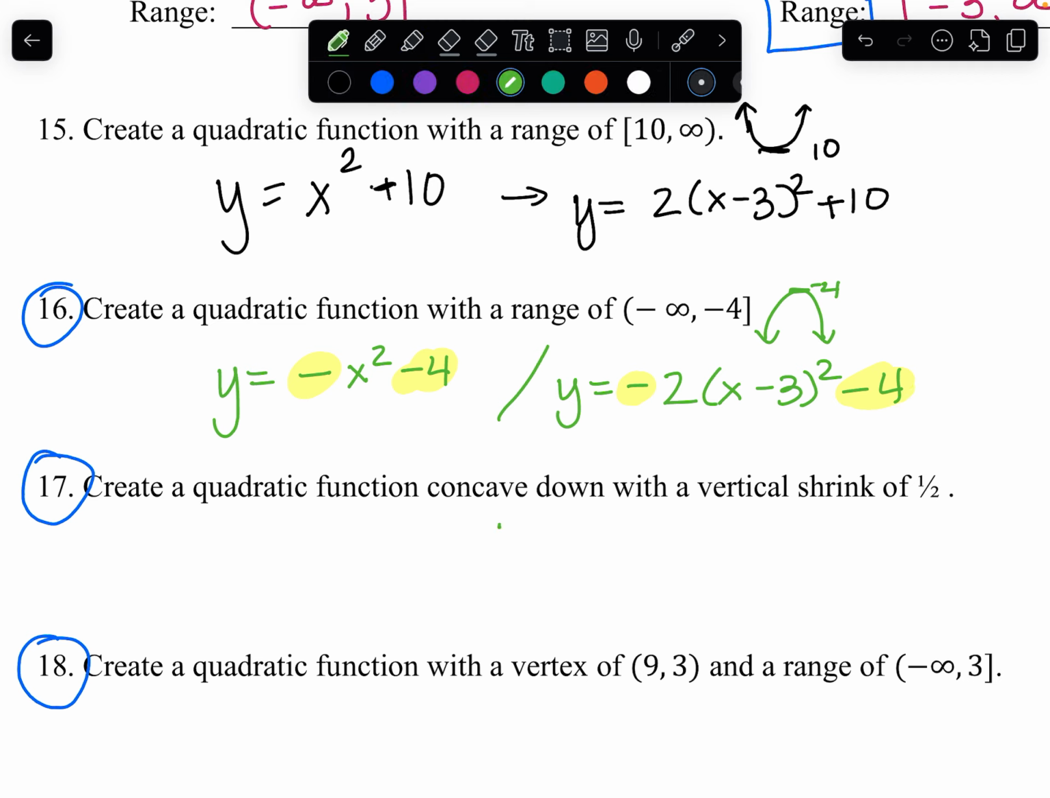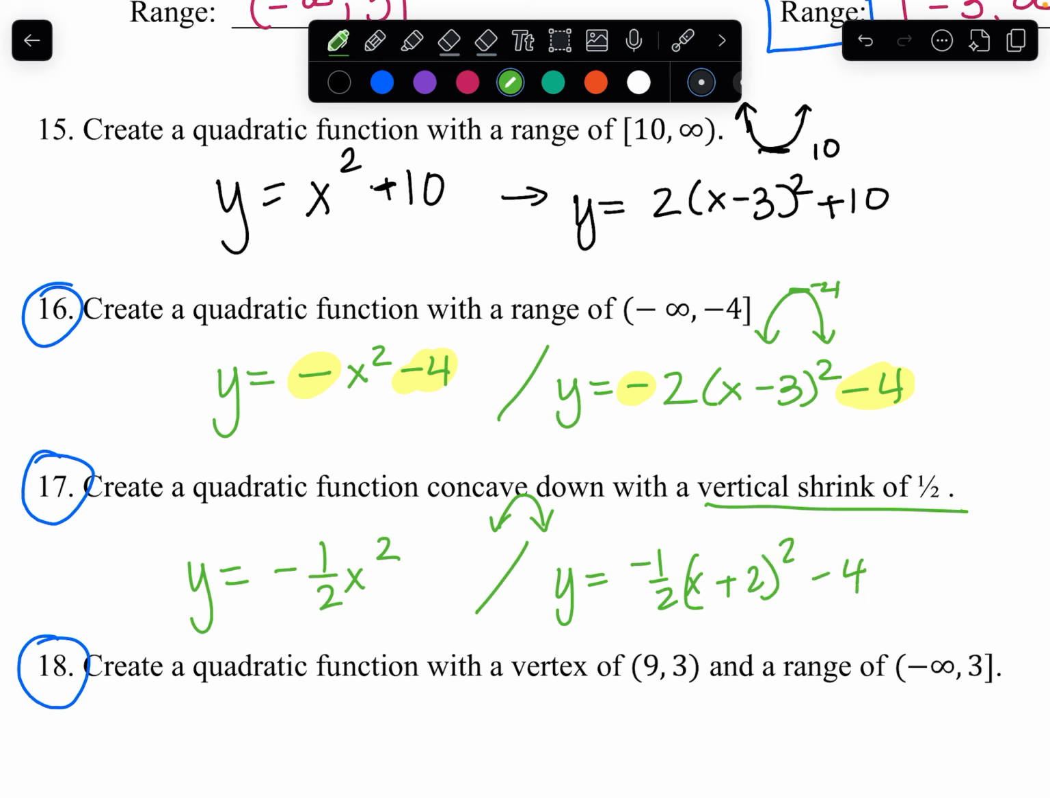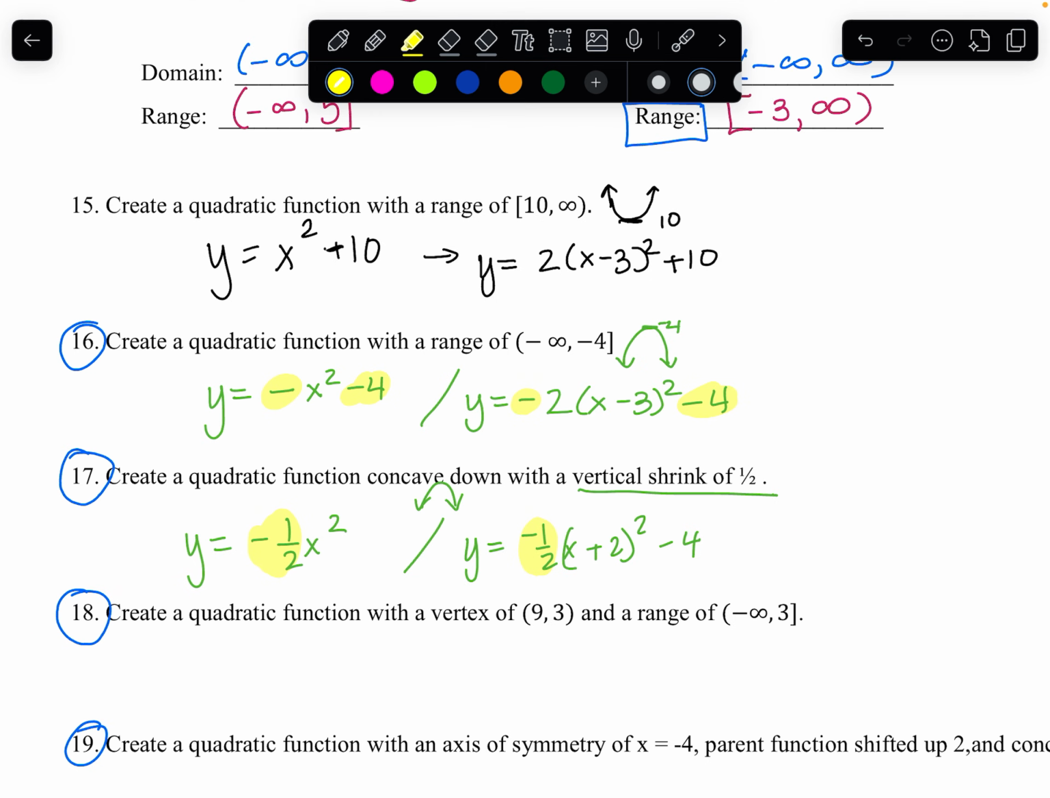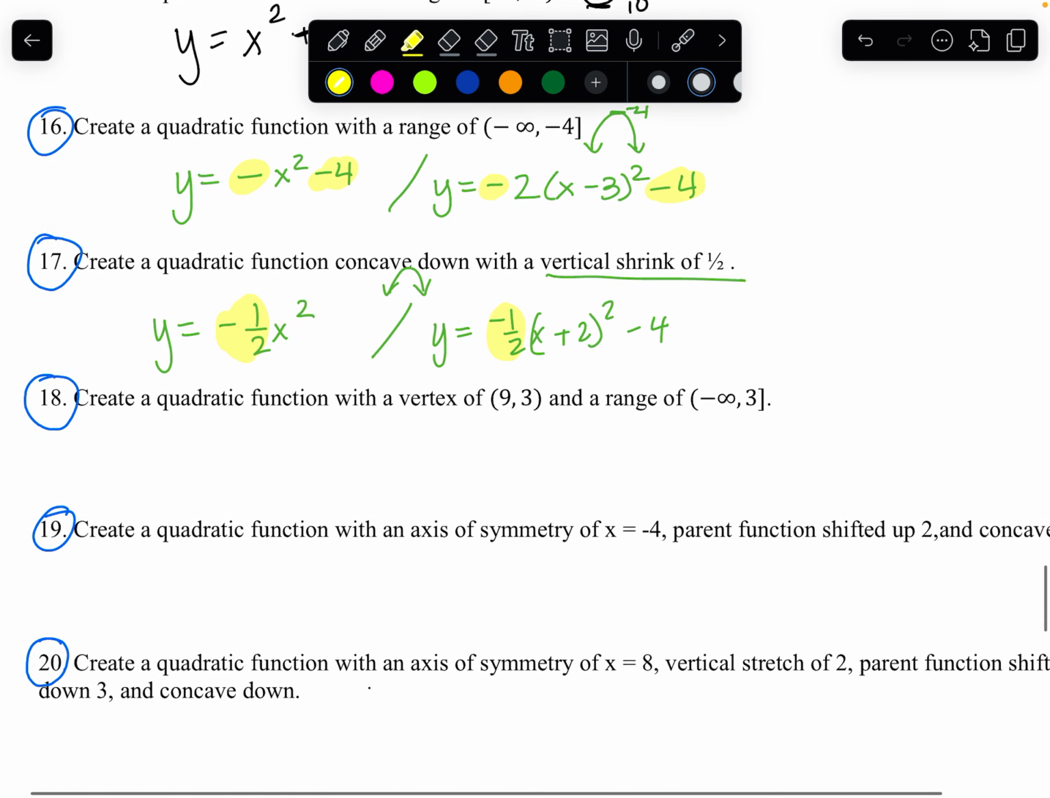Our next one, it's concave down, so that means our a value is negative, and a vertical shrink of 1/2. So the bare minimum you need is y equals negative 1/2 x squared. But again, you can be fancy and write it as negative 1/2 (x plus 2) squared minus 4. You only need at least that negative 1/2 to create that concave down and that vertical shrink of 1/2.